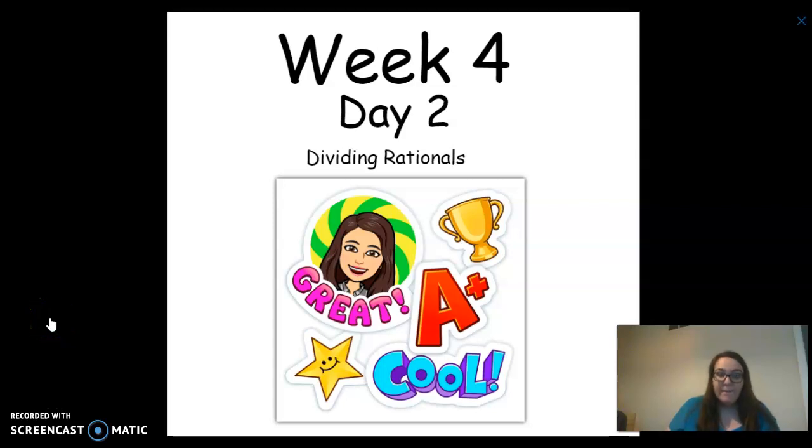All right, week 4, day 2. So the first lesson for week 4 was multiplying rationals. So today we are going to divide rationals, okay? The nice part about dividing and multiplying is they're very similar, and so hopefully this lesson's a lot shorter than it was on the first one.